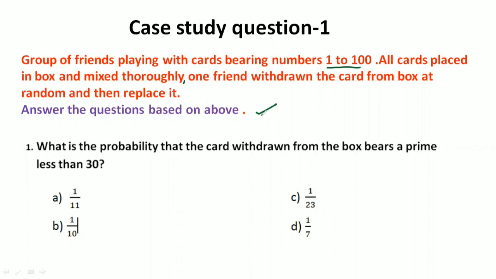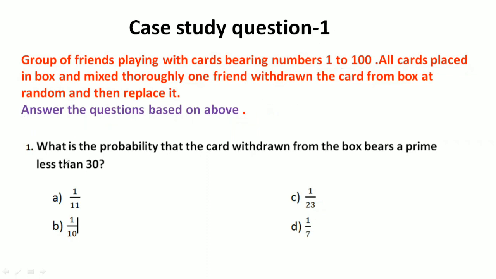So a group of friends are playing with cards bearing the numbers from 1 to 100. All cards are placed in the box and mixed thoroughly. One friend withdraws a card from the box at random and then replaces it. So whenever one of the friends withdraws a card, we can see the number on it. By using these concepts, some questions are given, and we need to answer them. So let us see now.